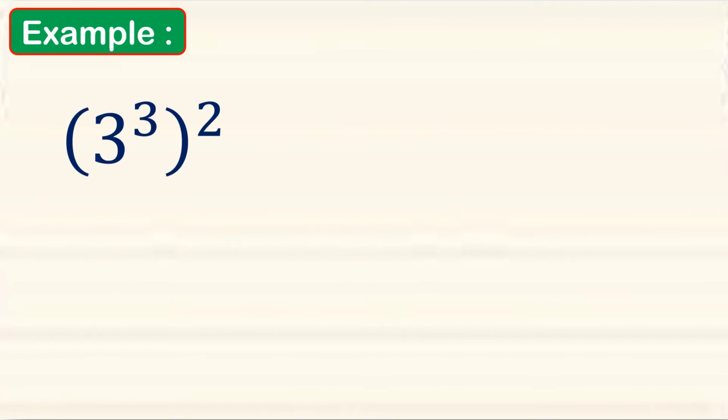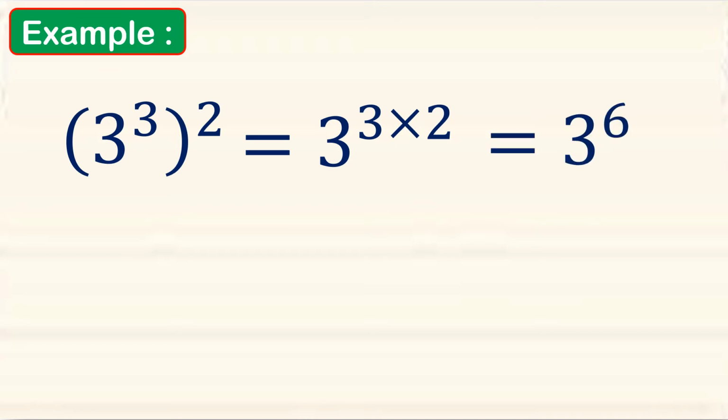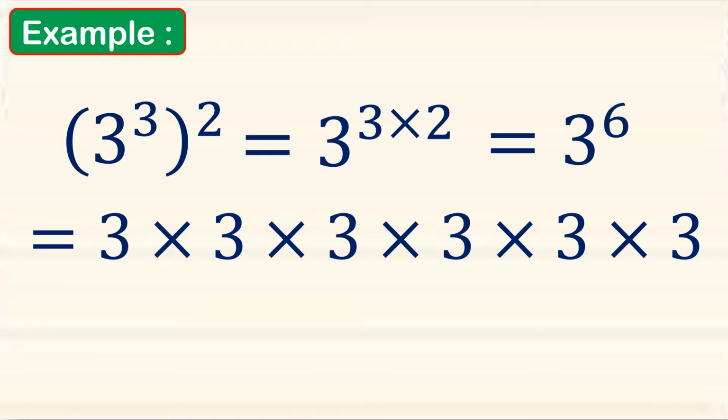Example for this one, we have 3 to the third raised to the second. It is equal to 3 raised to 3 times 2. Since 3 times 2 is equal to 6, we have 3 to the 6th. And 3 to the 6th, we are going to multiply 3 6 times by itself. So we have 3 times 3 times 3 times 3 times 3 times 3, which is equal to 729.